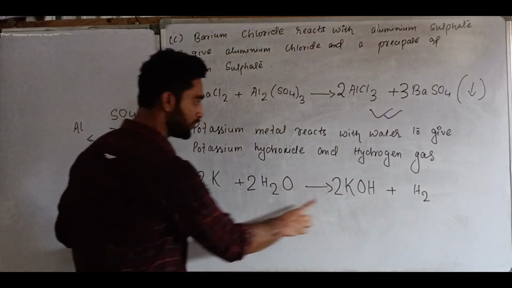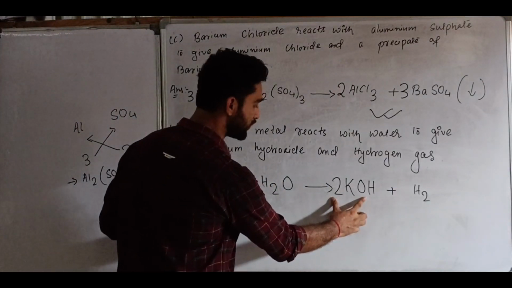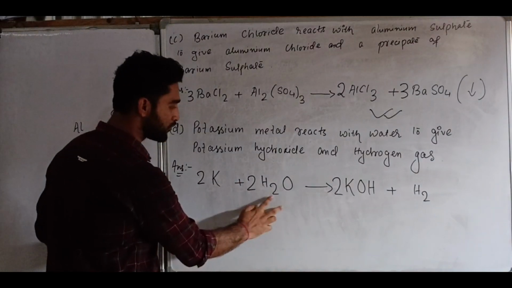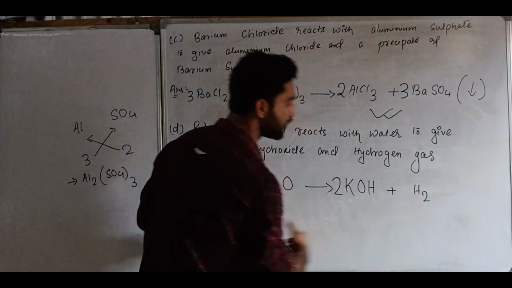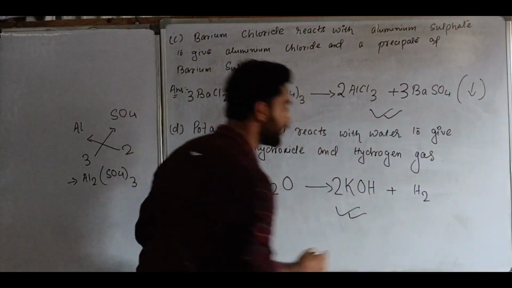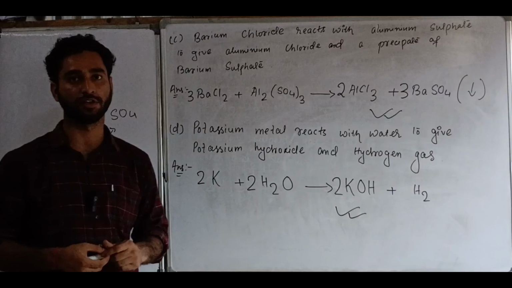So potassium 2, potassium 2. Now check oxygen. This side oxygen 2, this side oxygen 2. Now count the hydrogen. 2 2s are 4. Here 2 hydrogen plus 2 hydrogen, 4 hydrogen. Now the reaction became balanced. So in this way we can balance any type of chemical equation.